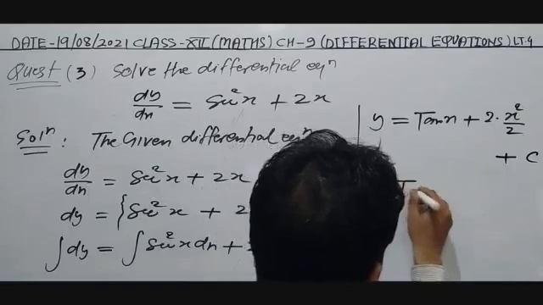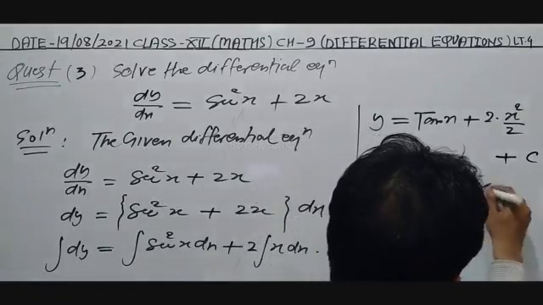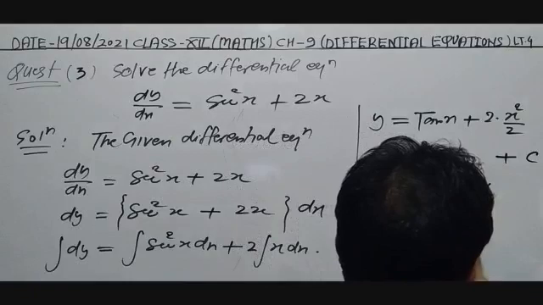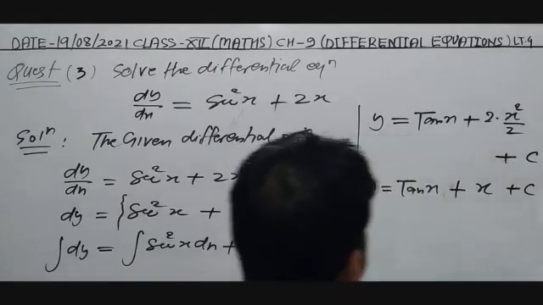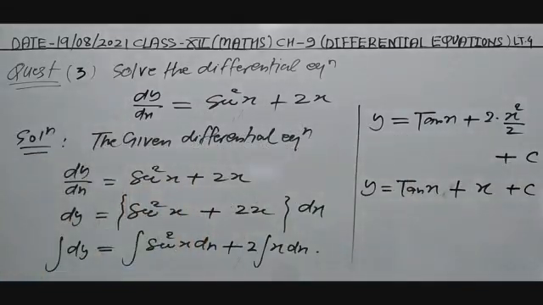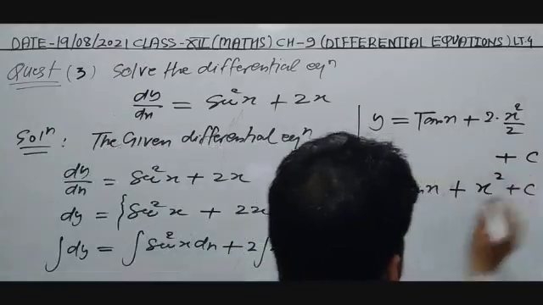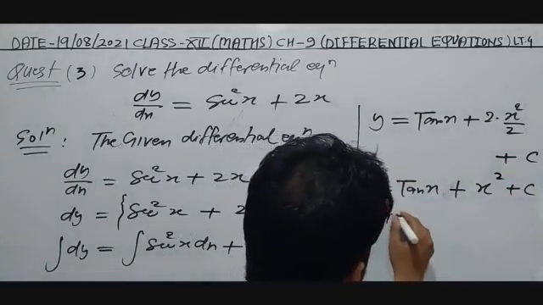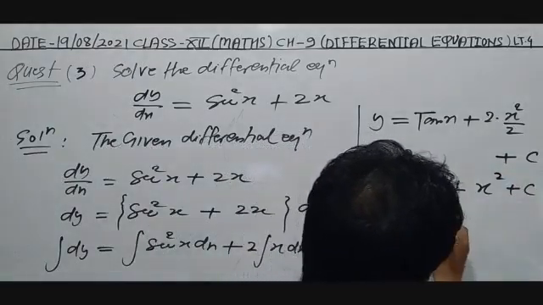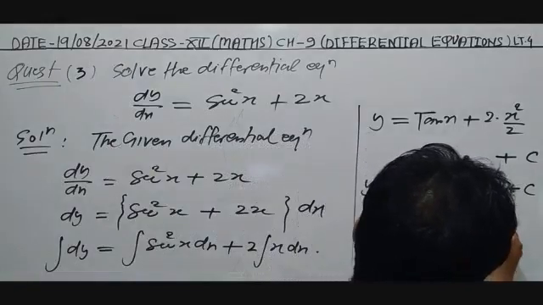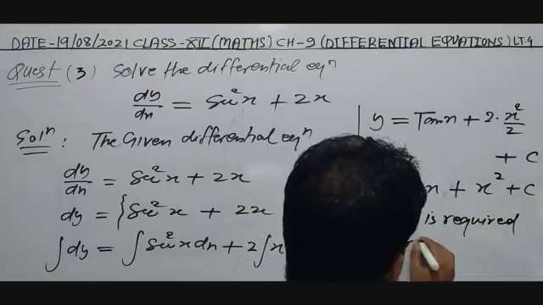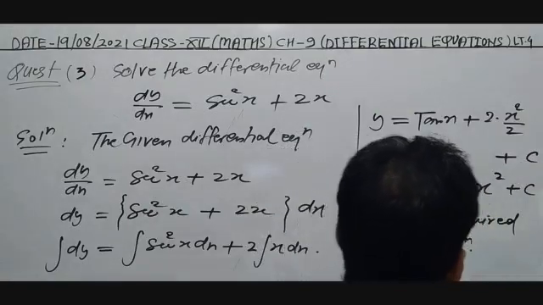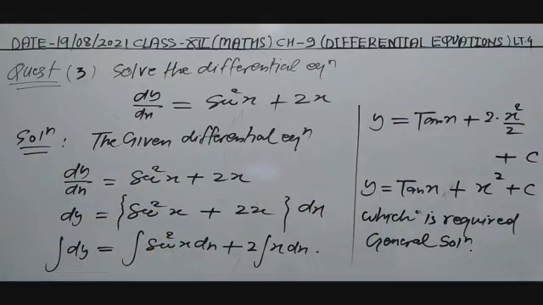So y = tan x + x², and now plus c. This is the required general solution. This will be x², which is the required general solution. Now this is completed.